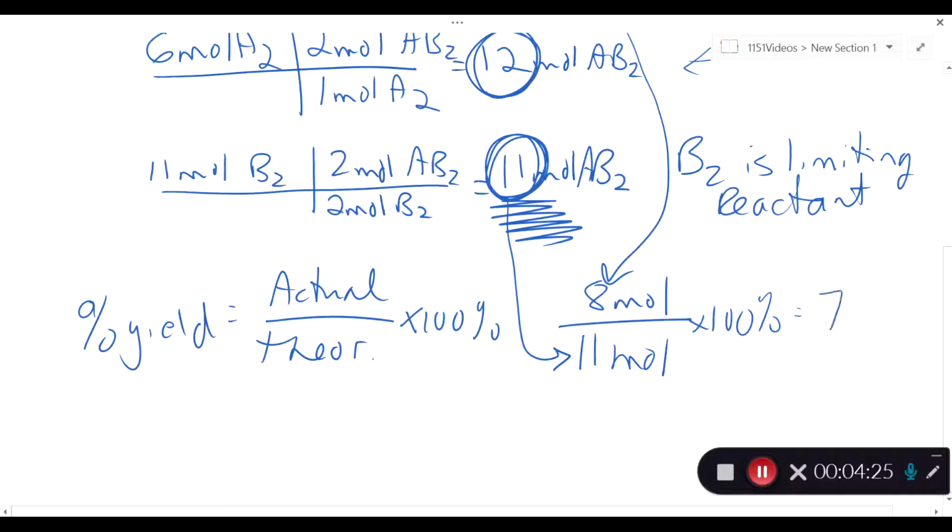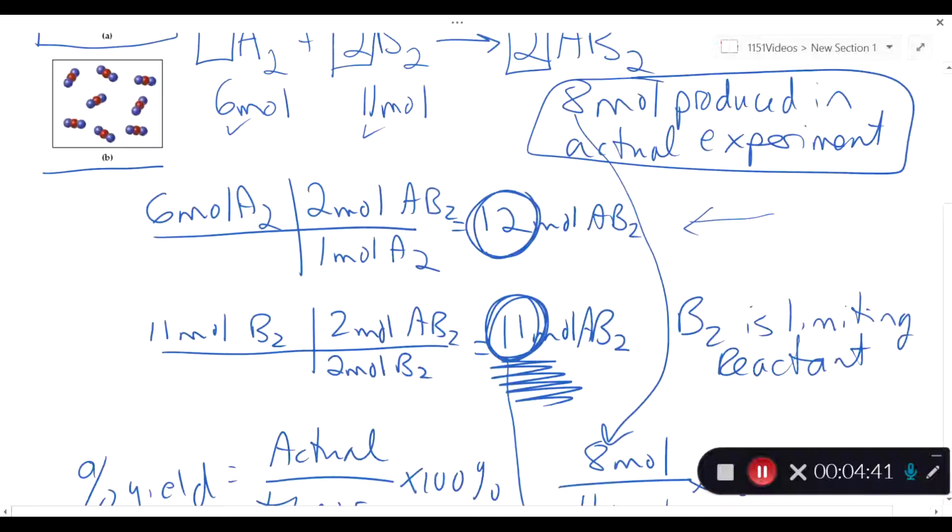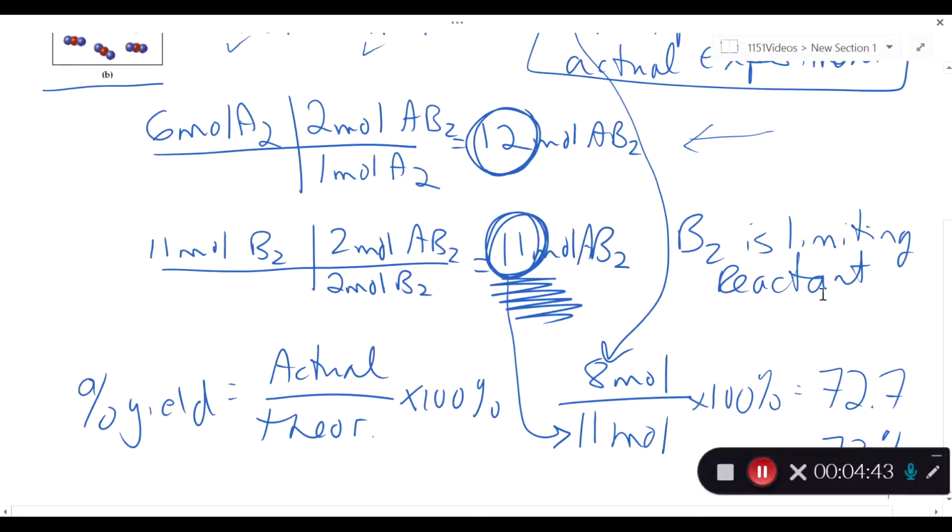So you would get 72.7 or 73% if you reduced it down to the appropriate 2 sig figs that you're given originally in the problem. Okay? So that is that problem, 73%. That's how you do it without giving any numbers. You just got to count from the figure. Okay? So thank you for listening.